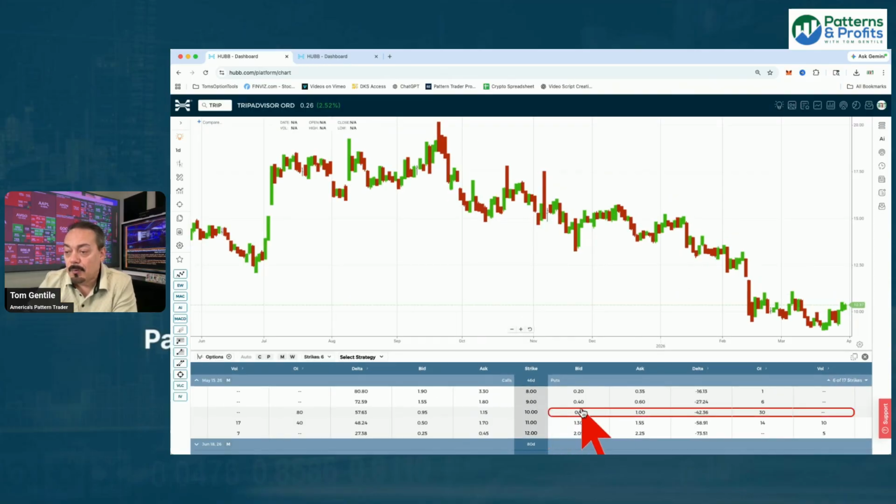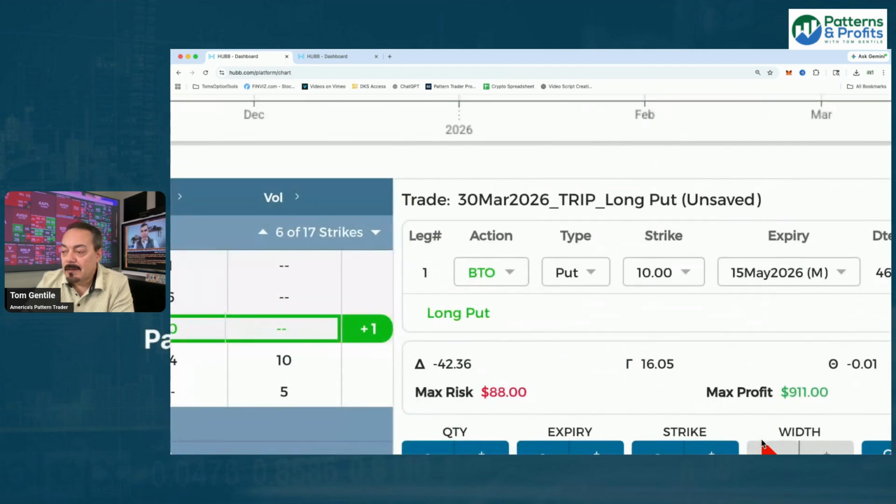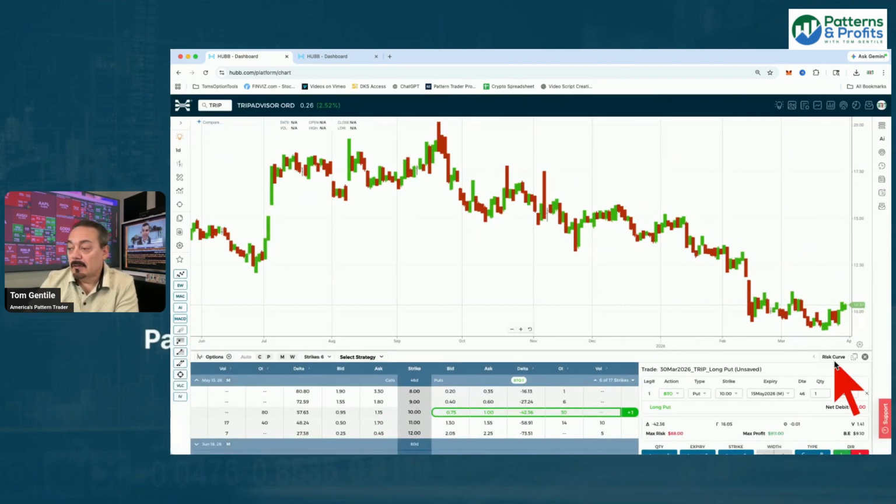So to buy that put, I'm simply going to move my mouse over to the ask portion. I'm going to click on that, and it's going to put in the difference between the bid and the ask. So it's actually putting it mid price at $88. All right, $88 max risk and $911 max profit. In order to get that, it's got to go to zero. Let's bring up the risk curve.